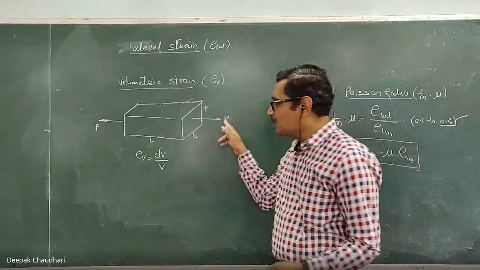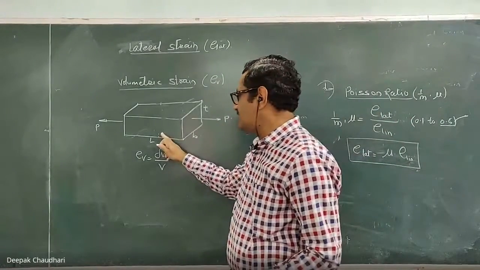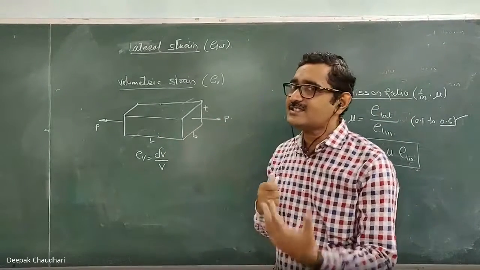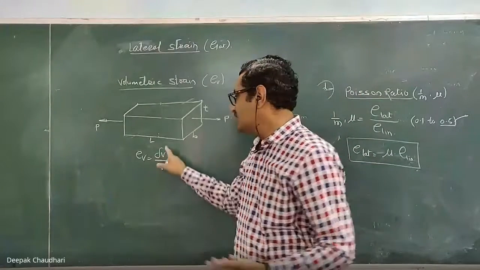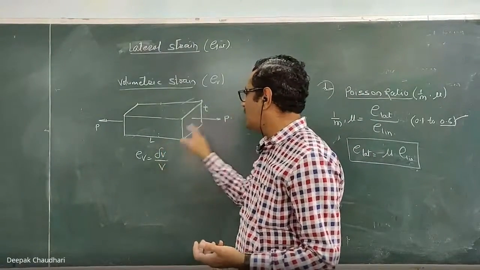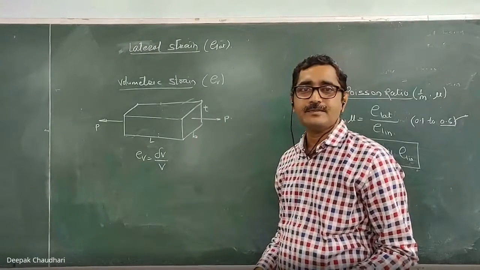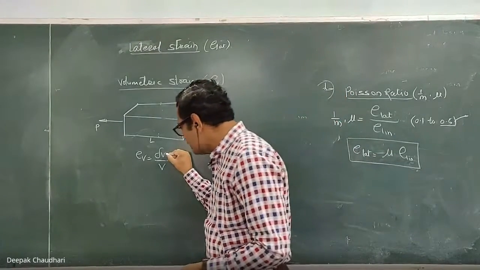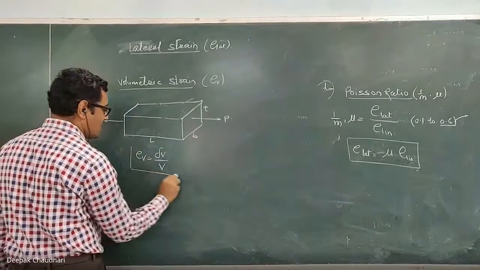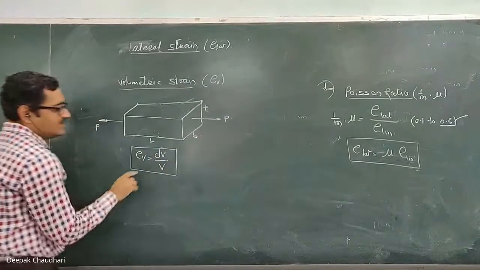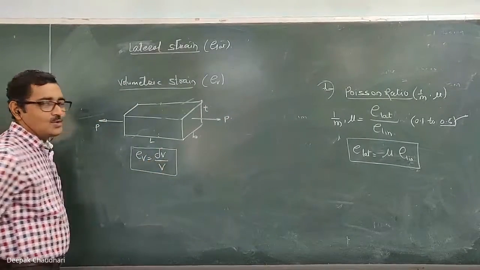Here the volume will change. Because of this force, there is a strain in X, Y, and Z direction. There is a linear strain as well as lateral strain. And because of that strain, the volume changes. This is a change in volume because of this applied force. Then this ratio of change in volume to the original volume is known as the volumetric strain. So how can you define the volumetric strain? It is the change in volume to the original volume.